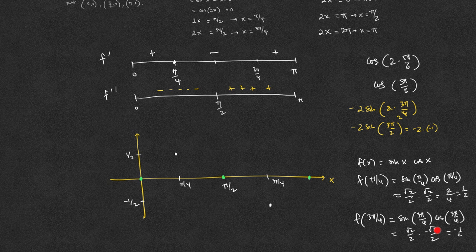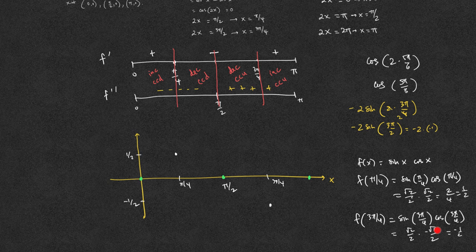We now plot the graph of f. From 0 to pi over 4, the function is increasing and concave down. From pi over 4 to pi over 2, the function is decreasing and concave down. From pi over 2 to 3 pi over 4, f is decreasing and concave up. And from 3 pi over 4 to pi, the function is increasing and concave up. The graph has to go through these points.